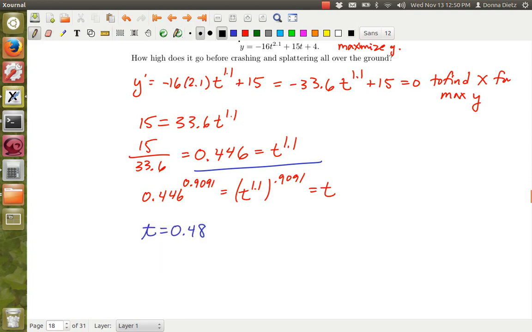Now I'm going to plug this in. Y at 0.48. So now you can't see the function. Oh no, you can still see the function. Minus 16 times 0.48 to the 2.1 plus 15 times 0.48 plus 4.